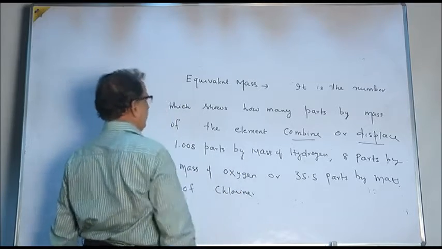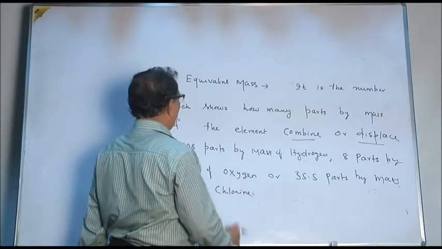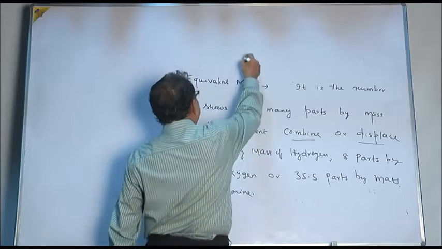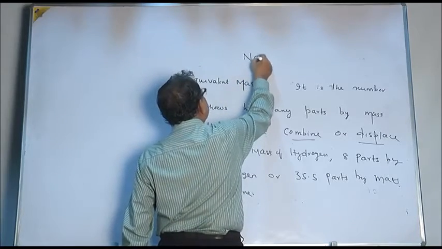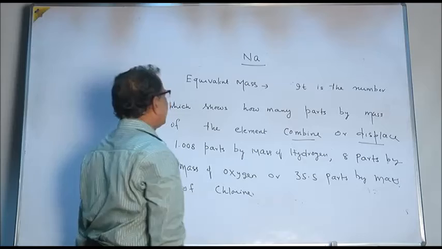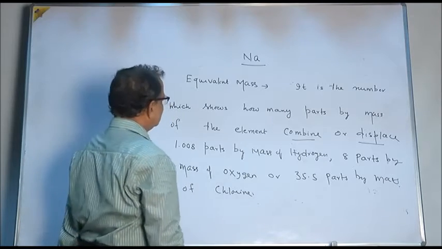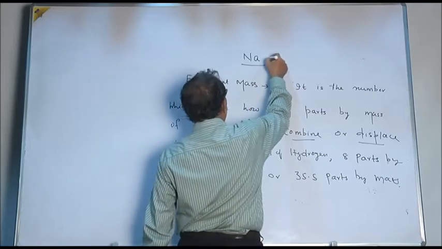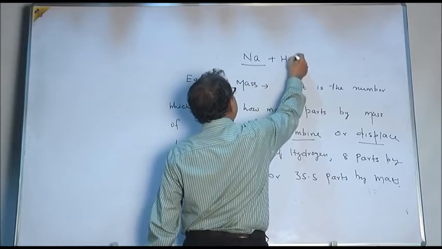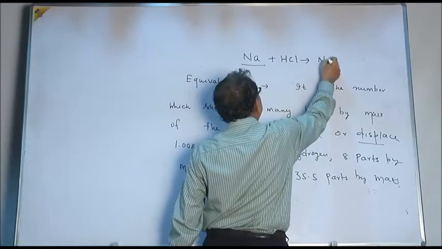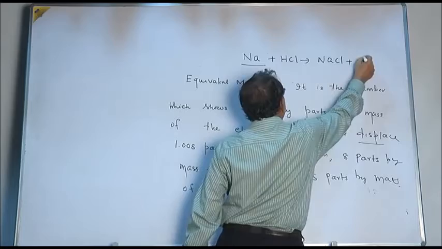I will explain what equivalent mass is in a simple way. Take sodium. We have to find out the atomic mass and equivalent mass of sodium. Sodium plus HCl forms NaCl, sodium chloride, and displaces 1 H.